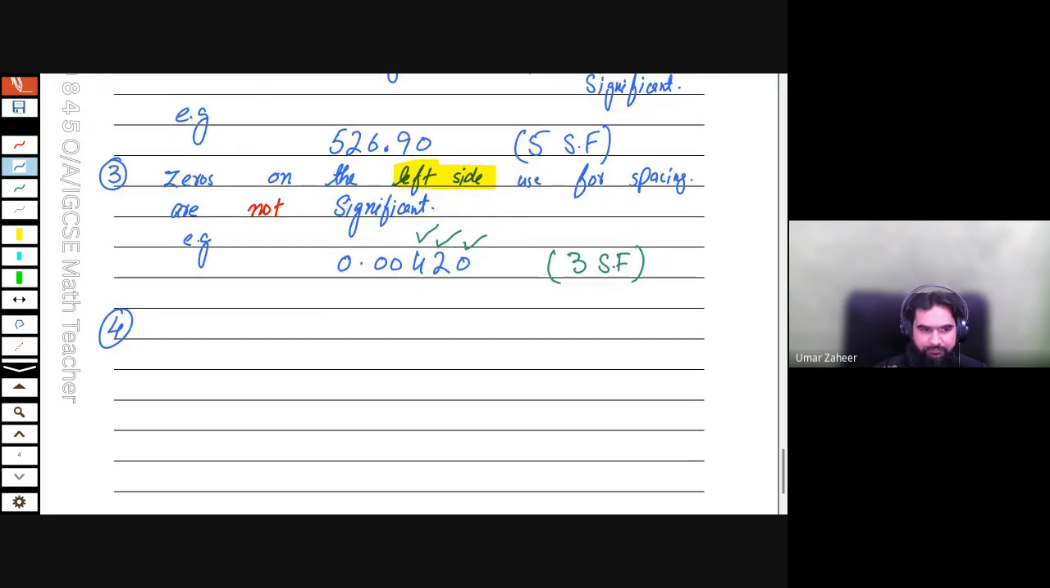And now the fourth rule. We have covered zeros on the right side and on the left side. Now, if you have zeros between two significant figures, they are also significant.